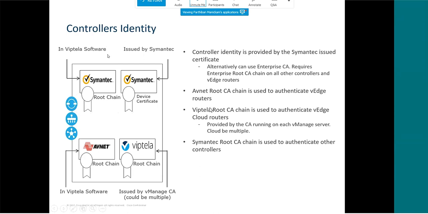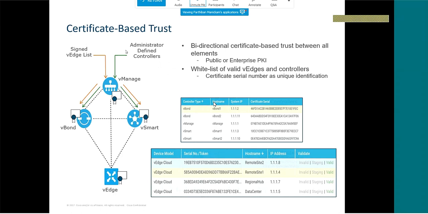Okay, so the edges' identity and then the controllers' identity. This point we just discussed: certificate-based trust, bidirectional certificate-based trust between all elements, public or enterprise PKI, whitelist of valid vEdges and controllers. So you can see this is the way the whitelisted entry comes in. So the device model, chassis ID and then associated token will be whitelisted for the edges, and whitelisted information about the controllers.